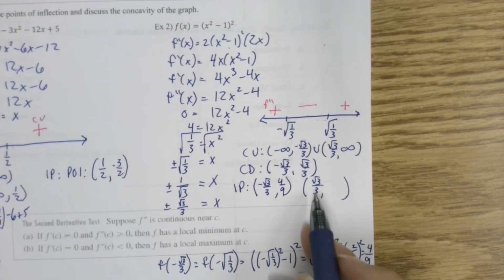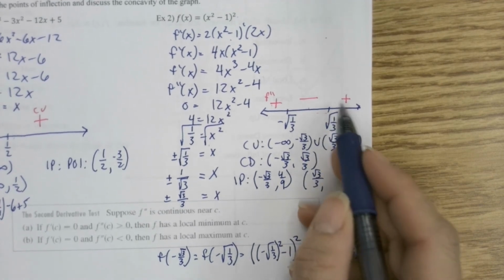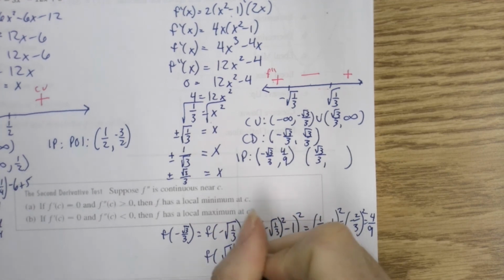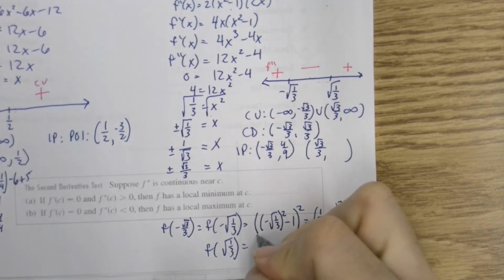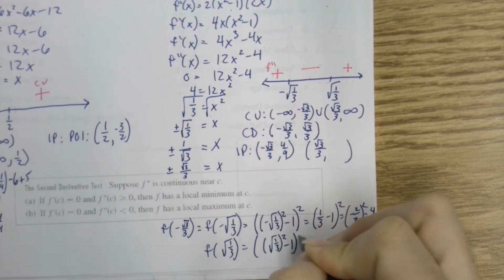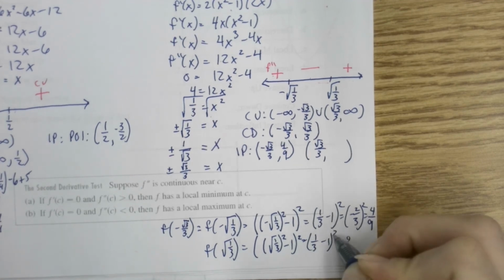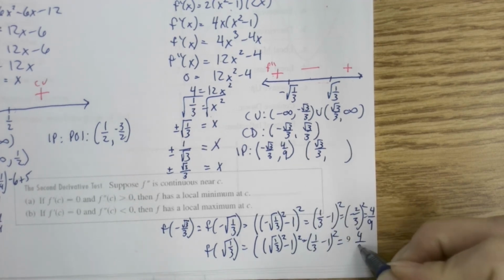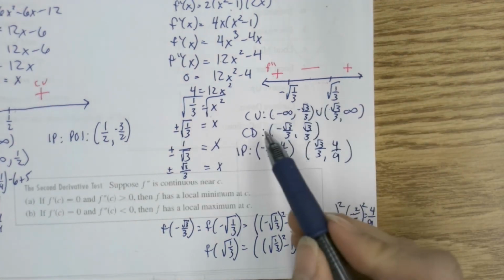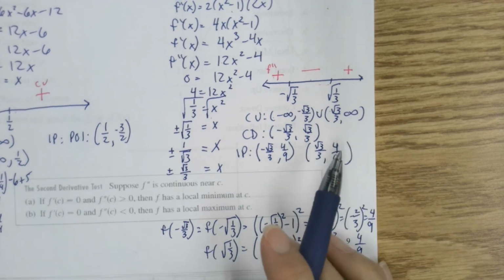And if I substitute a positive square root of 3 over 3 in, or that's the same as positive square root of 1/3, we're going to get square root of 1/3, quantity squared minus 1 squared. Isn't that going to give me the same exact number? I'm going to get 4/9 again. So now we have our concave up intervals, our concave down intervals, our inflection points, or our points of inflection.